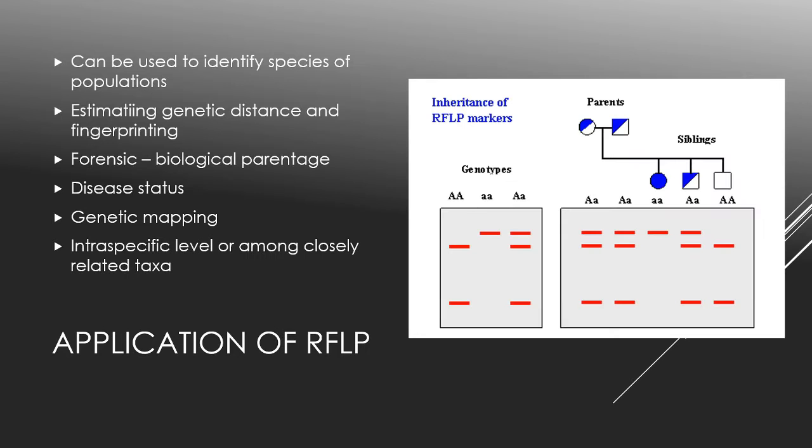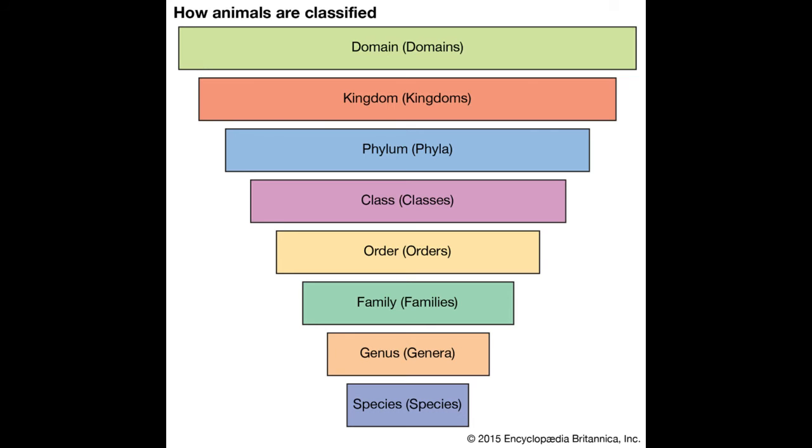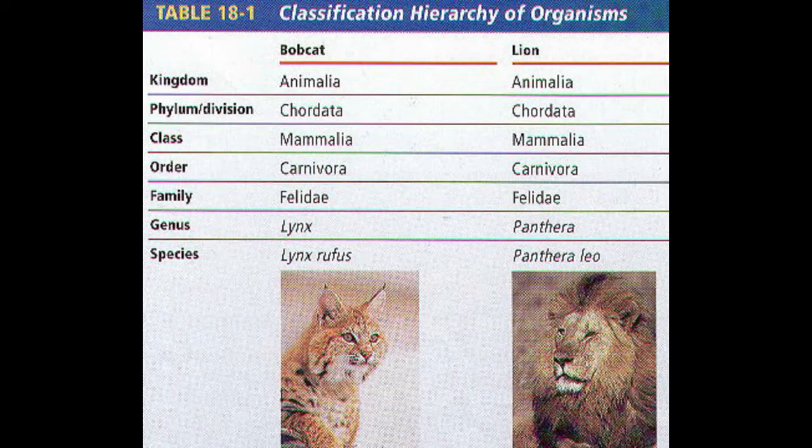Where do we apply RFLP? We can use it to identify species or populations, estimate genetic distance, fingerprinting, forensics, or who is the father, disease status, genetic mapping, and also the relationship between taxa or types of animals. You know taxa: you have species, genus, family, order. We want to look at how similar or how different these animals are.